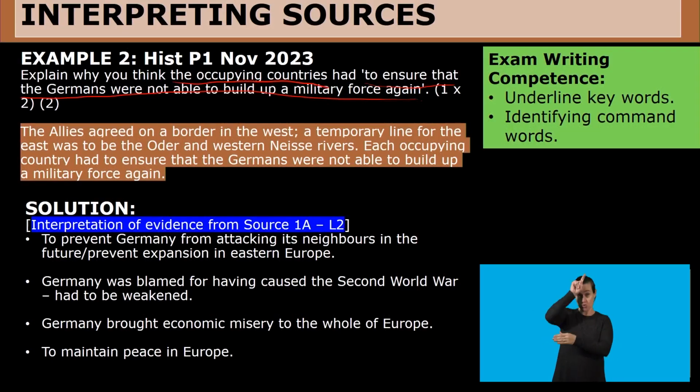To prevent Germany, and that word prevent is very important, from attacking its neighbors in future, or to prevent the expansion in Eastern Europe. Germany was blamed for having caused the Second World War, so she had to be weakened. Germany brought economic misery to the whole of Europe, or the aim was to maintain peace in Europe. So remember to underline the key words. Remember to identify the command words in the question. What are you being asked to do? That is very, very important.